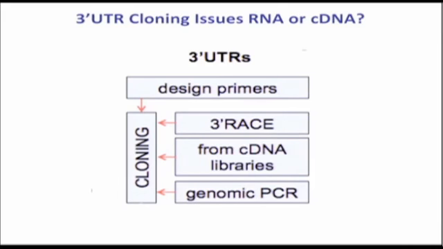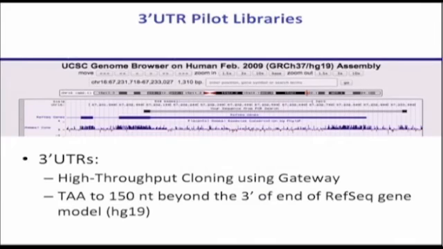cDNA libraries normally are enriched for a specific tissue. So again, we're going to have this bias and we don't want to go through that. So we decided to look into genomic PCRs. And this is how we ended up doing it.